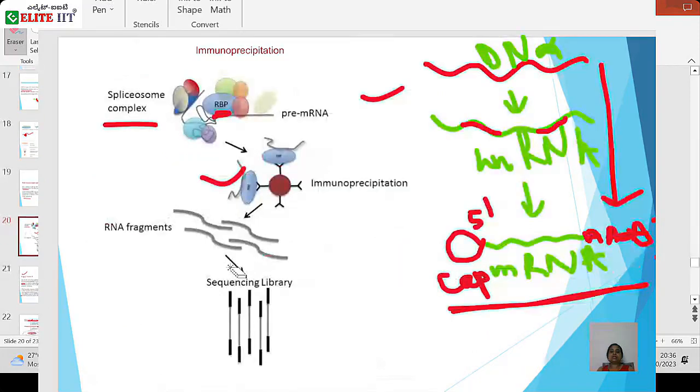RNA separation, clear? So in this case, what is happening? This is one example. If you consider the splicing process in the spliceosome, several RNA binding proteins are attached. You can identify the region where RNA binding proteins are attached through this process.